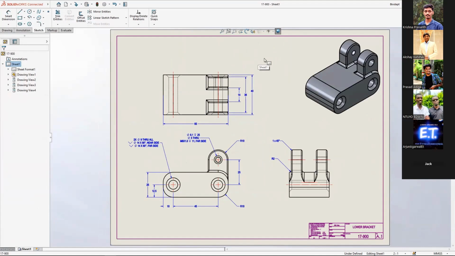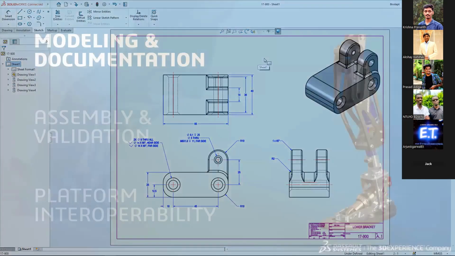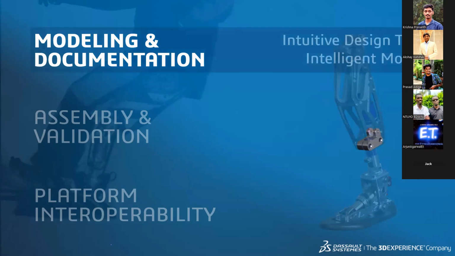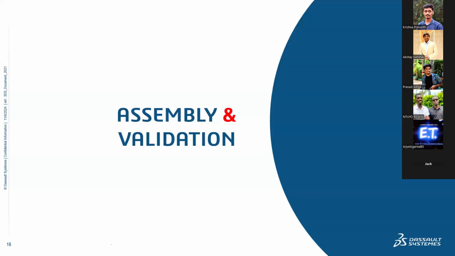Yeah. So the modeling and documentation of the part that is going to be changed has been finished. Now let us go into the assembly and validation stage, where we see how the modeled document cooperates when put into the assembly and how it undergoes a validation point. The validation point is where multiple people come and iterate and carry out all the validation work. Just a recap of what happened in modeling and documentation: it was an intuitive design tool, and intelligent models are designed in it. So the next process will be assembly and validation.